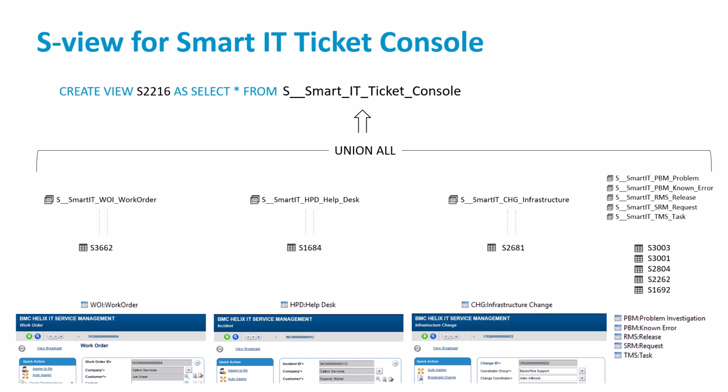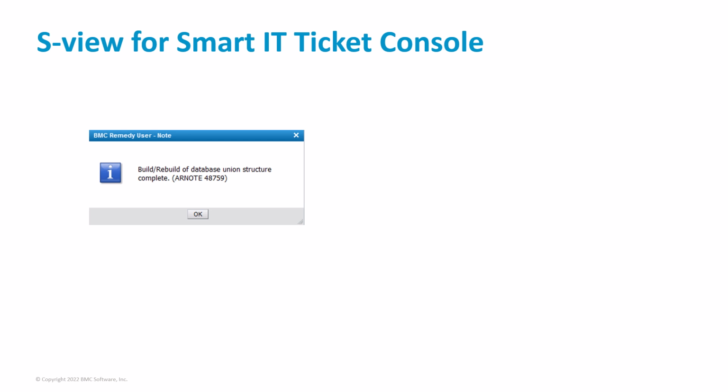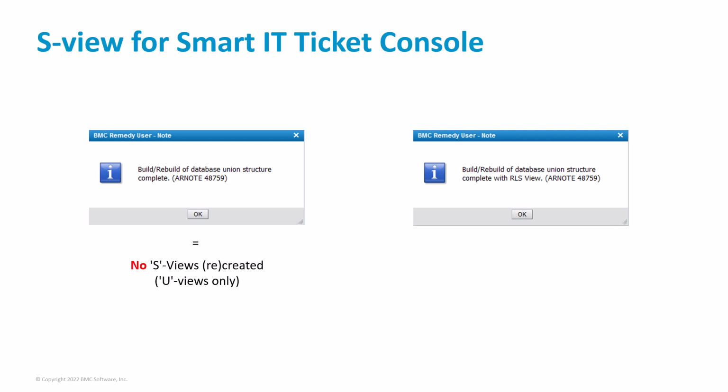If you are indeed intending to enable the subquery algorithm for the Ticket Console, please take good note of the exact message that is displayed in the configuration console once the rebuild finishes. In case you see the message Build Rebuild of Database Union Structure Complete, this implies that only the database views that were discussed in the initial part of this webinar were created. No S views will have been built. Only if you see the message Build Rebuild of Database Union Structure Complete with RLS view, then the S views will have been created or recreated by Workflow.